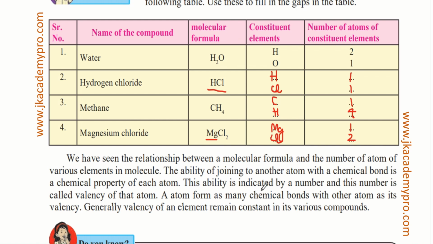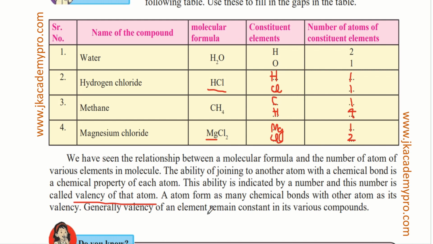This ability is indicated by a number and this number is called the valency of an atom. So what is this valency? Valency actually tells us the number of bonds that an element can form with another element. An atom forms as many chemical bonds with another atom as its valency. So whatever the number of valency is present of that element, it can tell us how many bonds it can form with other elements.